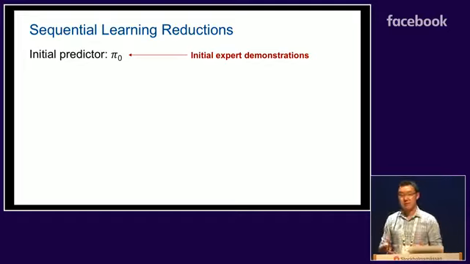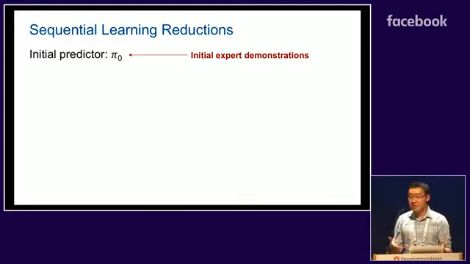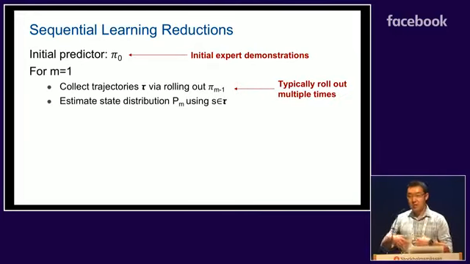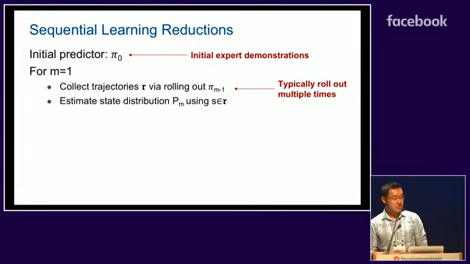And that leads us to sequential learning reductions. This comprises a family of algorithms that have been proposed to solve the setting with different types of guarantees and trade-offs. We start with an initial predictor, typically the initial expert demonstrations that were provided to us, and we construct a sequence of learning reductions, and this sequence will be indexed by little m.